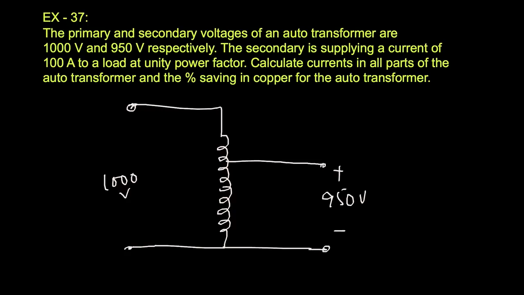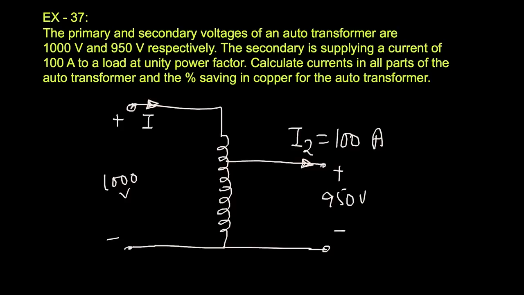When I say plus minus, it's actually alternating current, it goes without saying, just to show where the positive side is. Alright, the secondary is supplying a current of 100 amperes. So I2 is equal to 100 amperes, to a load at a unity power factor. Calculate the currents in all parts of the auto transformer and the percentage saving in copper for the auto transformer. Alright, so if this current is 100 amperes, what will be the current here, I1?